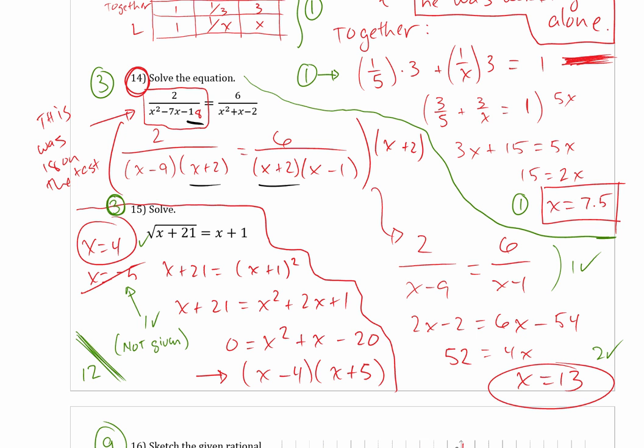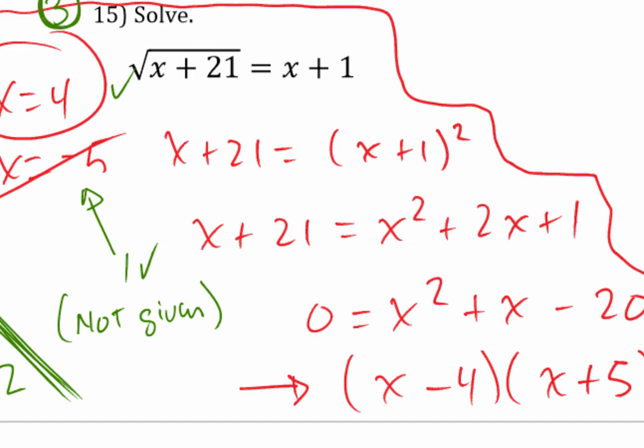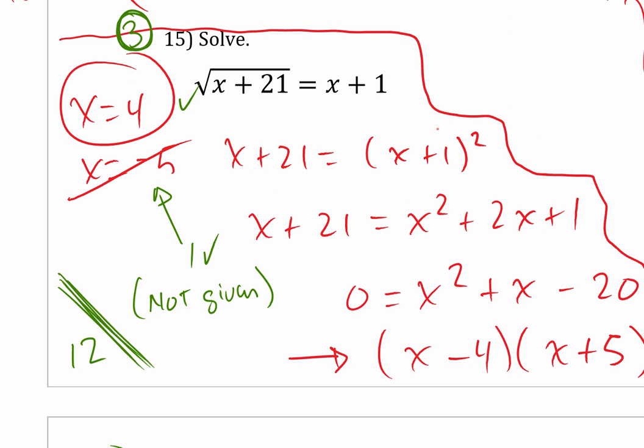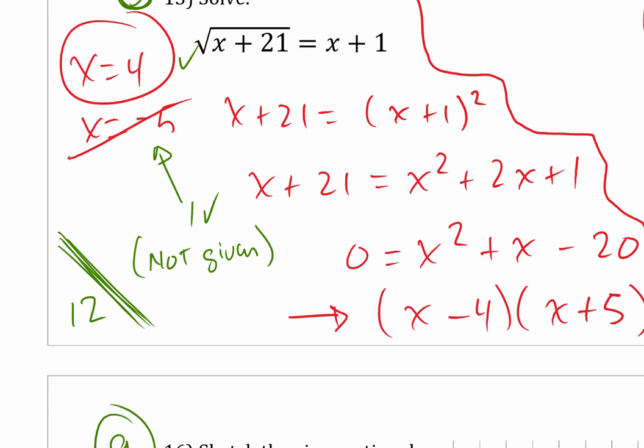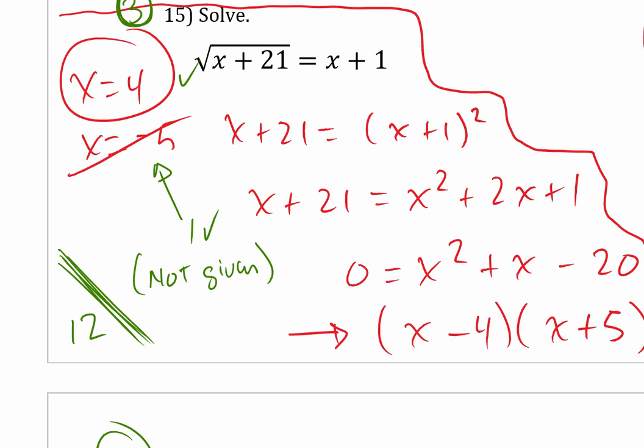Number 15, I began by squaring both sides. Make sure when you square both sides that you're squaring that binomial. It's x plus 1 that gets squared, which is x squared plus 2x plus 1. When you solve this, you get two answers, right? You get positive 4 and negative 5, but when you plug negative 5 into this problem, it doesn't work. So I took off a point if you gave both of those.